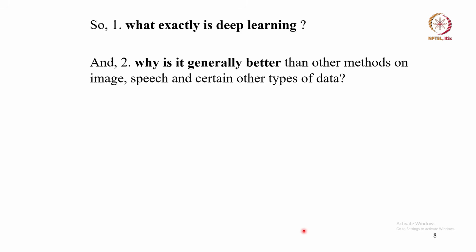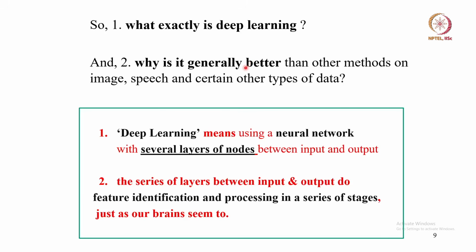So why do we say it is better than other methods? Deep learning means using a neural network with several layers of nodes between the input and the output. Because you are using several layers of nodes, the features are moving from lower level features to higher level features, and because of that you are getting very good performance.